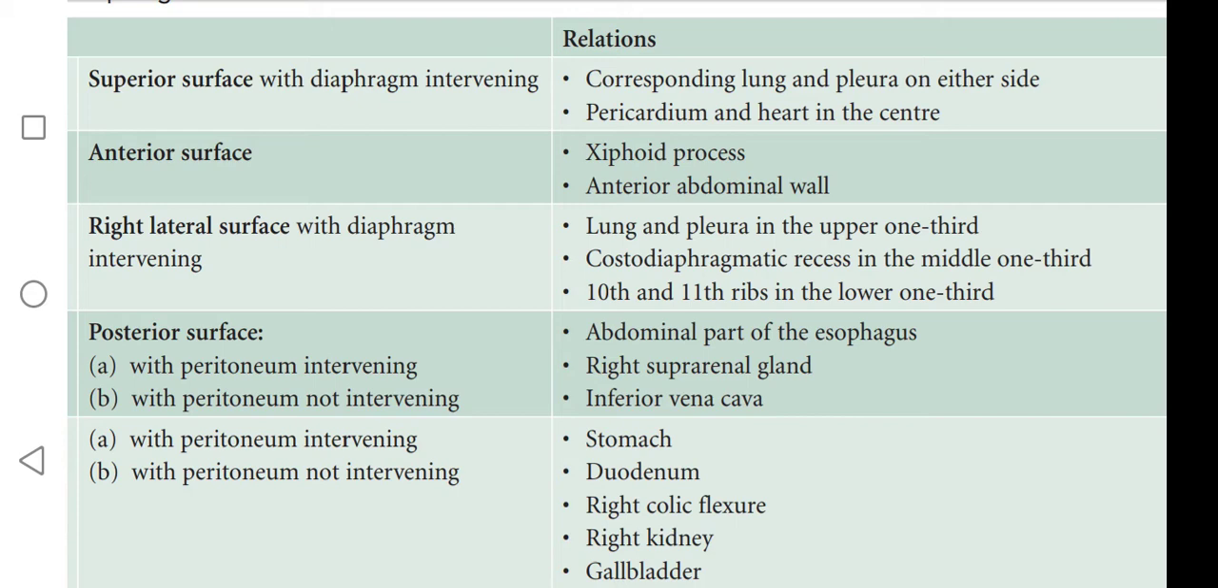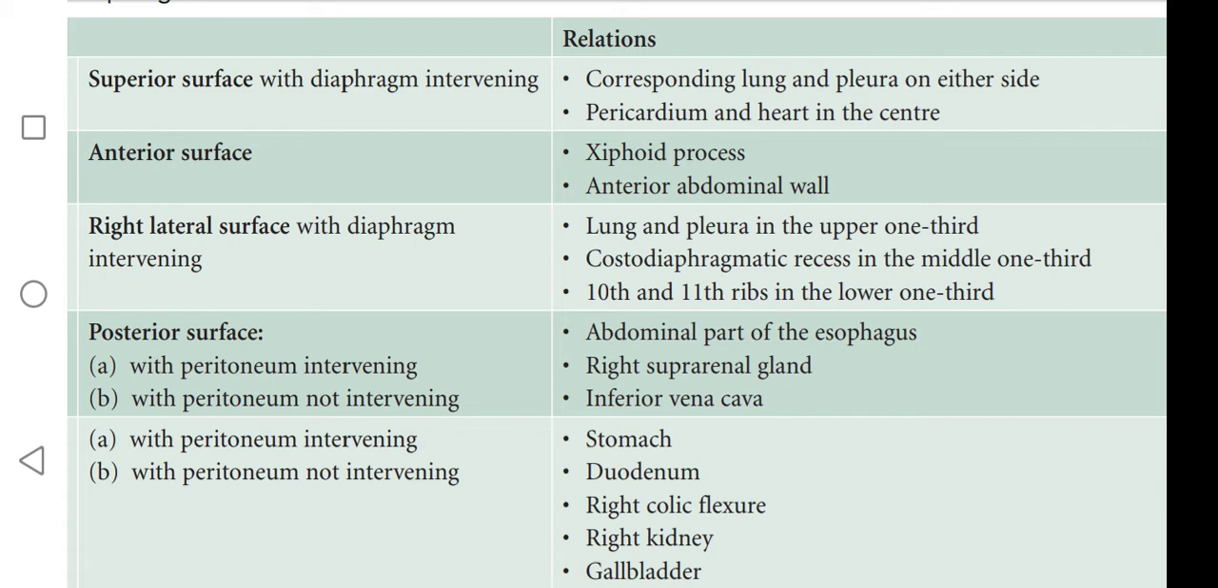Next, the right lateral surface, with diaphragm intervening. When we divide this right lateral surface into three parts, the upper one third is related to the lung and pleura, the middle one third to the costodiaphragmatic recess, and the lower one third is related to the 10th and 11th ribs. It does not have any relation with the lung and pleura.